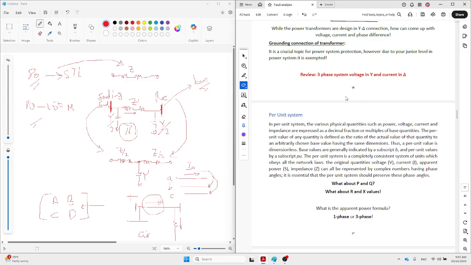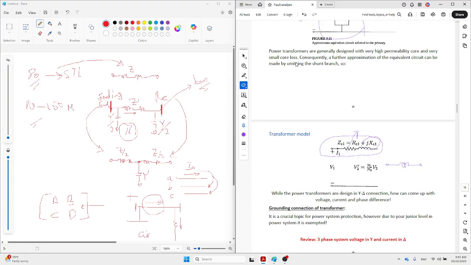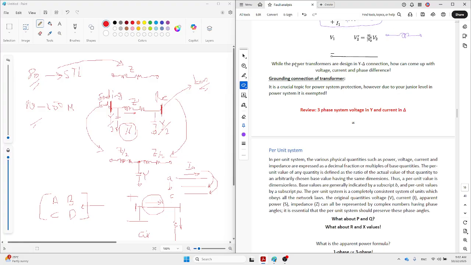After this, we have to jump to per unit values. I will upload another video related to transformer connections in Y and delta, and the grounding of the transformer, which are important. Also the grounding of the generator, and what is the effect of the zero sequence in the transmission line.